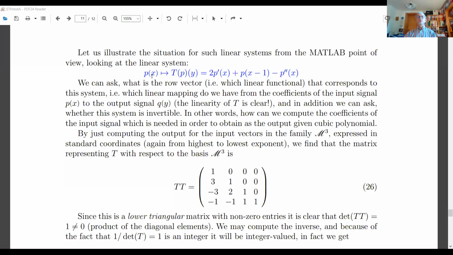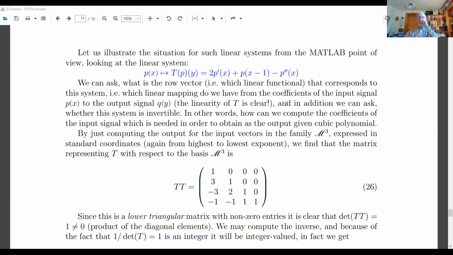So the system is the polynomial p of x going to the polynomial q of x described by taking 2 times the derivative plus the polynomial shifted by 1 minus the second derivative. Now, there are two questions. What in this case is the linear functional, and what is the matrix representation?